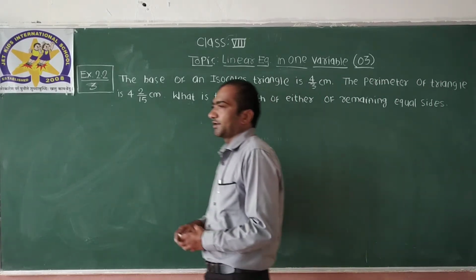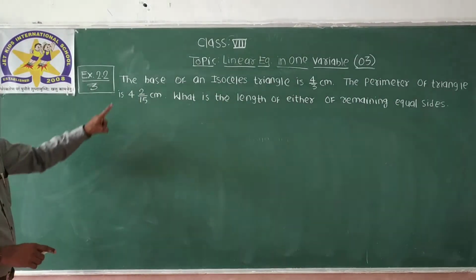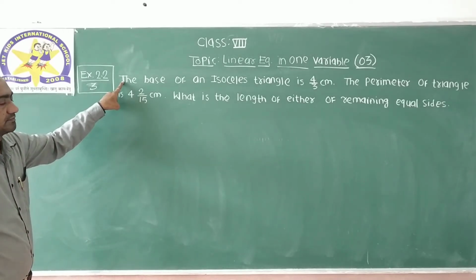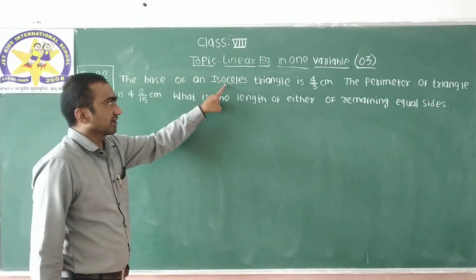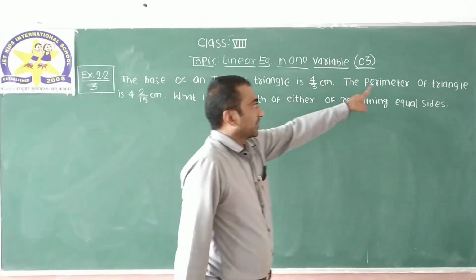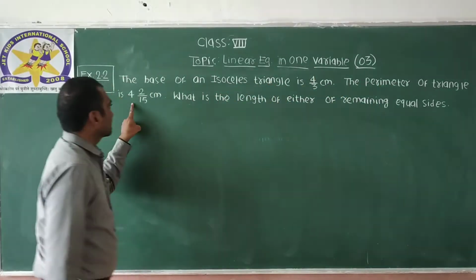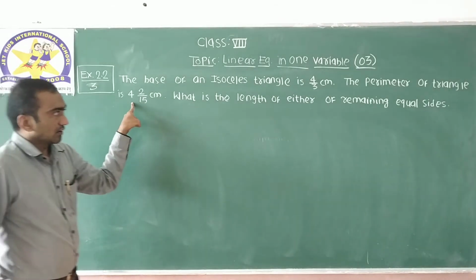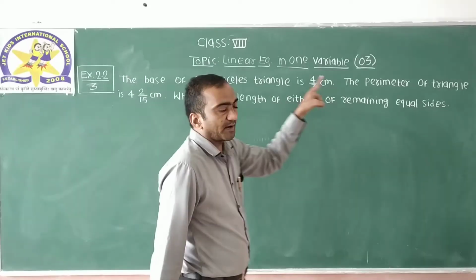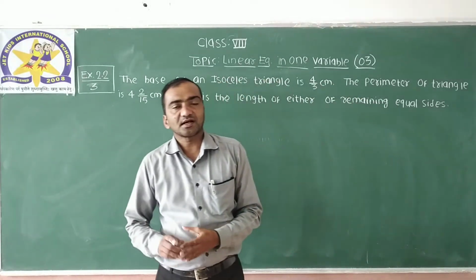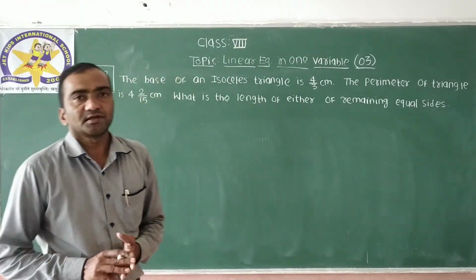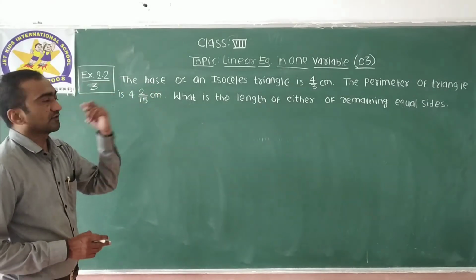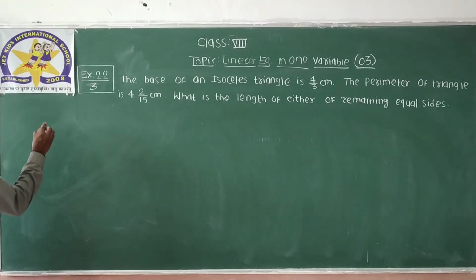Now question number 3 is: the base of an isosceles triangle is 4 by 3 centimeter. The perimeter of the triangle is 4 integer 2 by 15 centimeter. We have to find what is the length of either of the remaining sides. Isosceles triangle means its two sides are equal. Okay. Now we start from the first sentence. Solution.